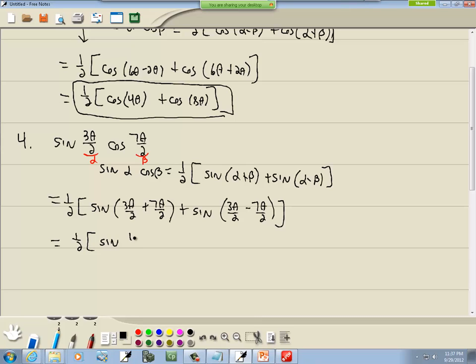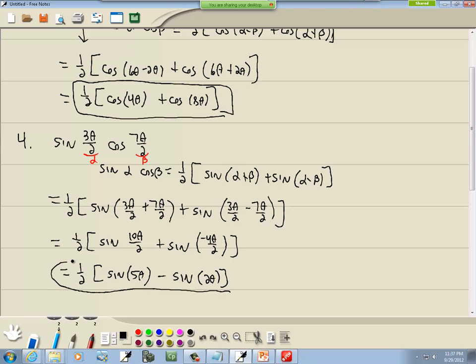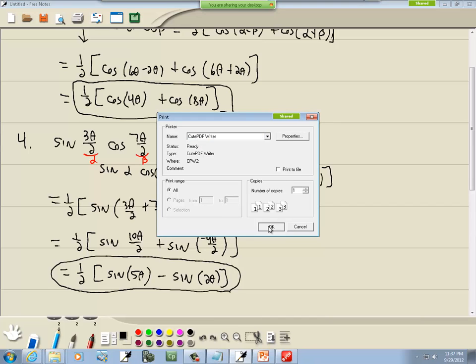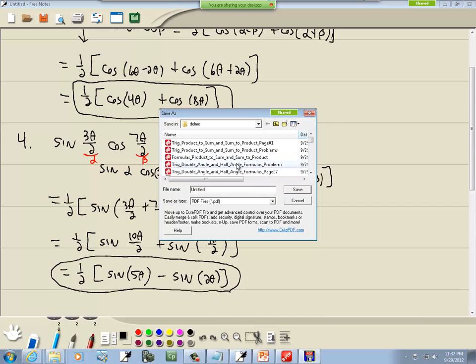Well, 3 theta plus 7 theta is 10 theta over 2. 3 theta minus 7 theta is negative 4 theta over 2. Well, 10 divided by 2 gives us 5 theta. And negative, remember, you can pull out in front because sine is an odd function. And then 4 divided by 2 gives us 2 theta. And that's what we're hoping to accomplish. Typically, you don't leave a negative inside of a trig function. Save that.